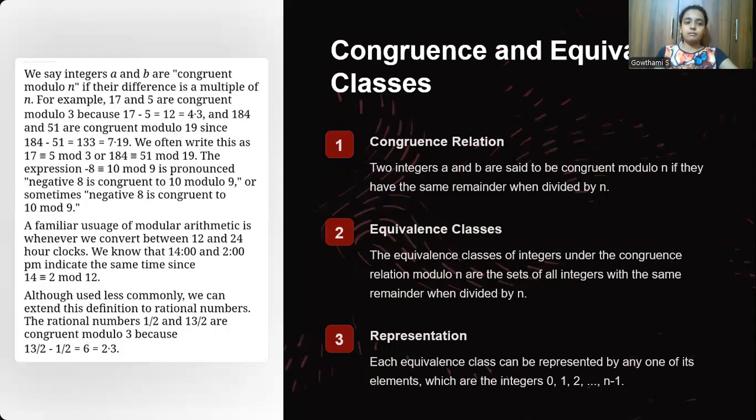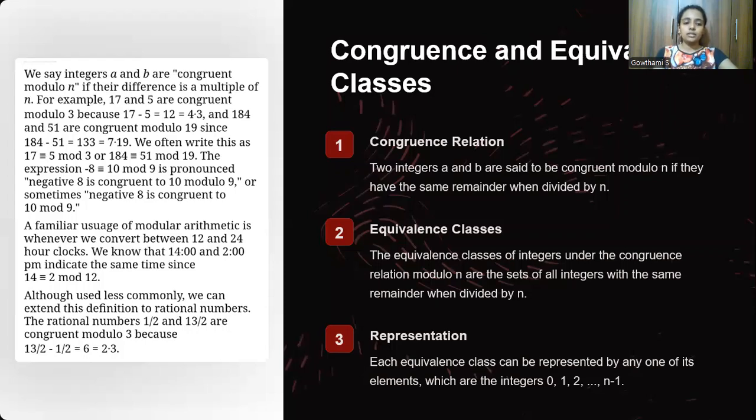In the same way, a familiar usage of modular arithmetic is whenever we convert between the 12 and 24-hour clock. We know that 14 hours and 2 PM indicate the same time, since 14 is equivalent to 2 modulo 12. So there can be two numbers represented in different ways, but they mean the same thing when divided by the modulus, in the case of an additive group.